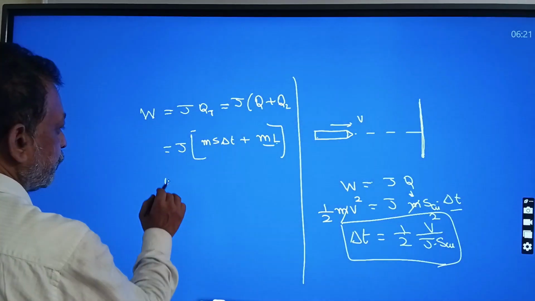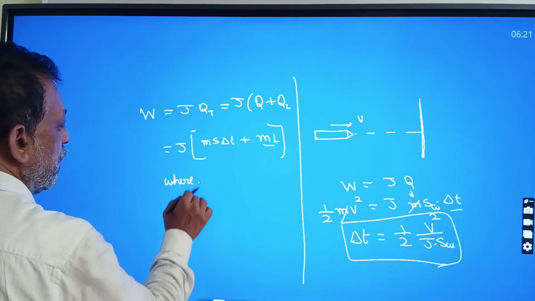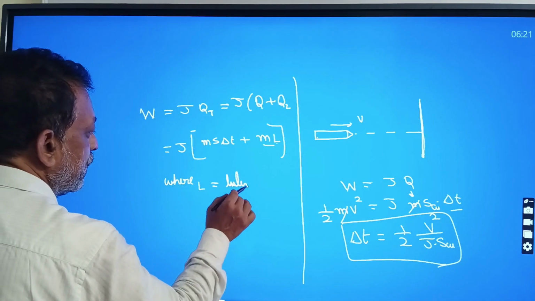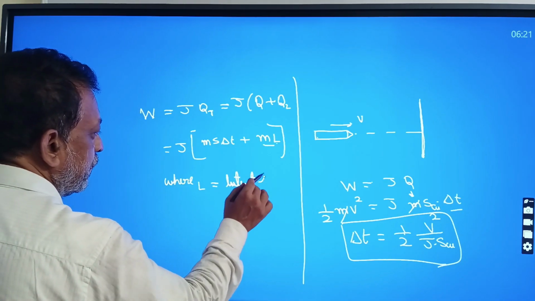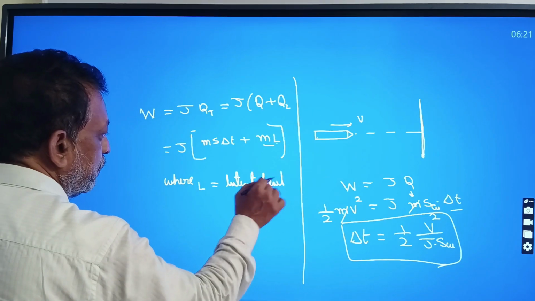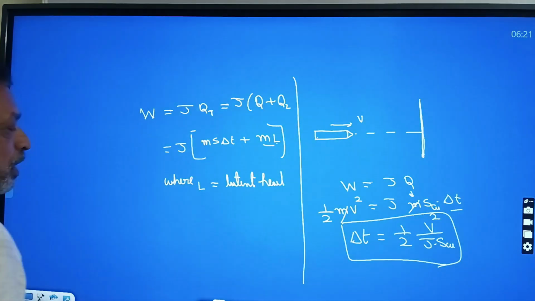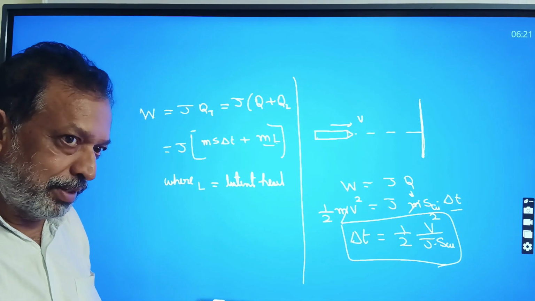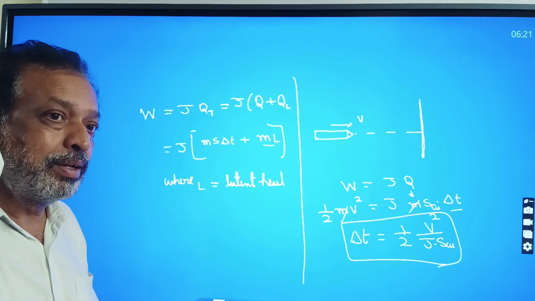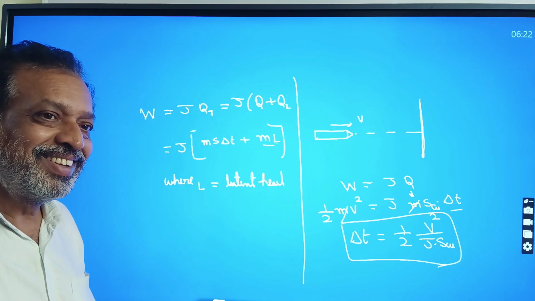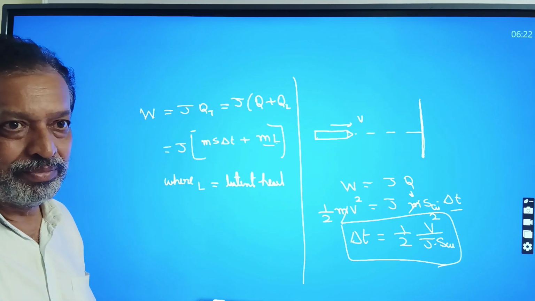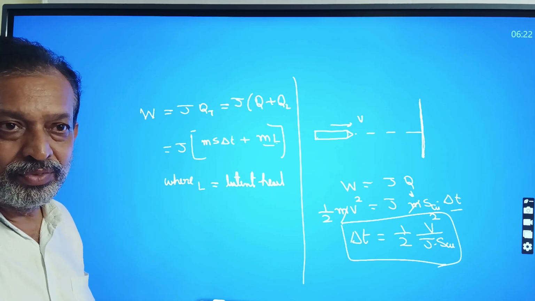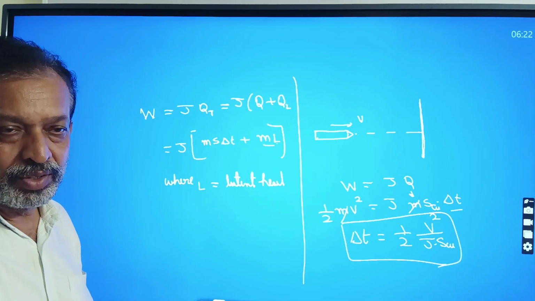Where L is equal to latent heat. They will give the value of latent heat for the metals. What is the latent heat of fusion of ice? How much? 80 calorie per gram. Now the latent heat of vaporization of water is 540 calorie per gram.